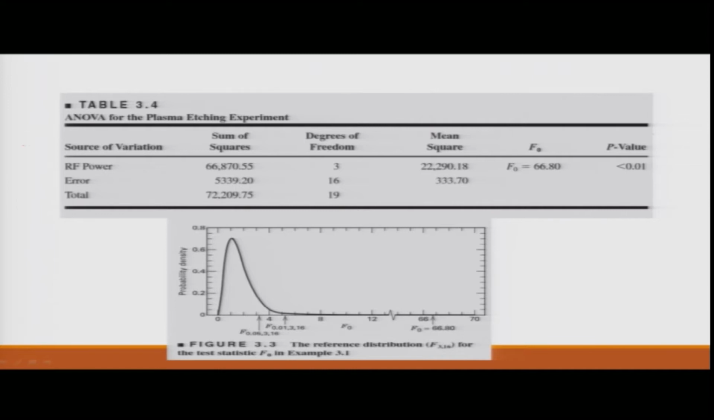The reference distribution, based on which we decide, and if I remember I did draw a distribution, here it is. This is the F distribution, and the F values are given. So the reference distribution F 3 by 16, depending on the degrees of freedom, for the test statistic F0 is given, and based on that we reject or accept H0. Obviously the answer would change if you frame your H0 differently.